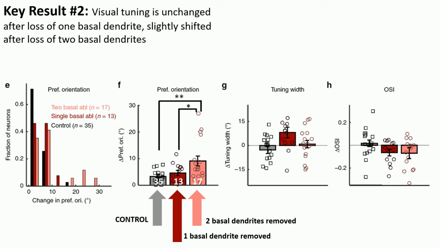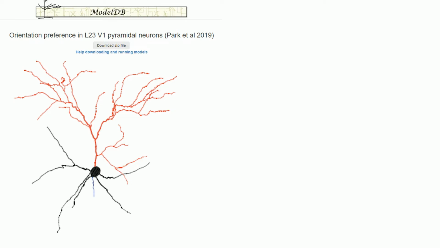The width of the orientation tuning curves and the orientation selectivity index was not significantly changed relative to controls for either condition. The authors used a biophysically realistic compartmental model neuron to help make sense of these results. The model was implemented in the NEURON simulation language and included realistic active dendritic conductances, so that the model would at least have the potential of amplifying clustered inputs that converged onto the same dendritic branch.